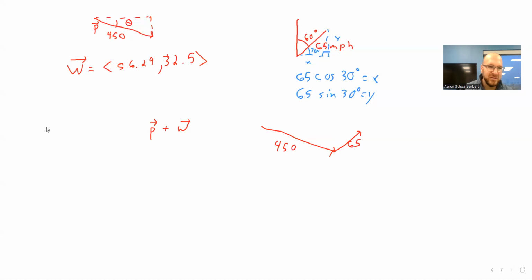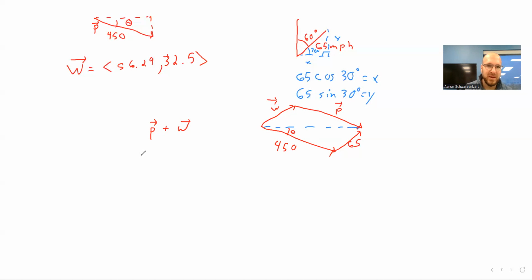And I'm trying to get what will result in being something due east, okay? My resultant goes, so we started with our 450. It doesn't really matter which one I started with. I can start with vector W over here and put vector P there. And they still end up in the same spot. So what I'm trying to ultimately find is going to be this angle.